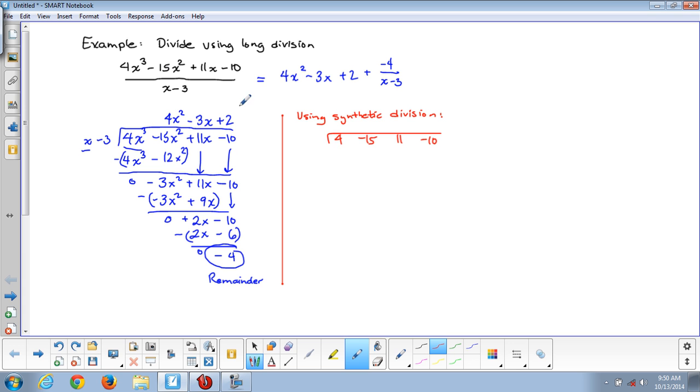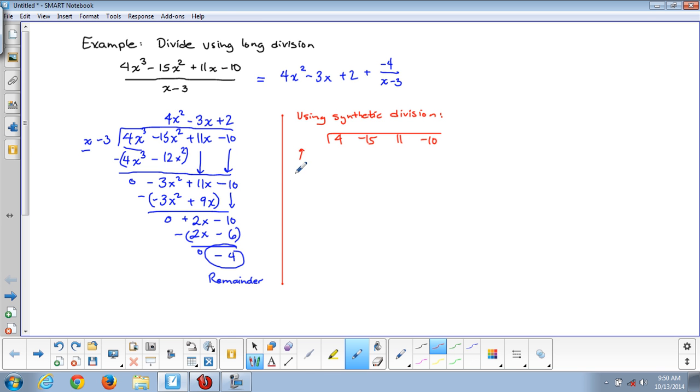Now, same thing as before, they do stand for place values. So our dividend, our numerator, has to be a polynomial where the degrees are in descending order, and if they do skip one, we would have to make sure that we put a 0 for that place value.